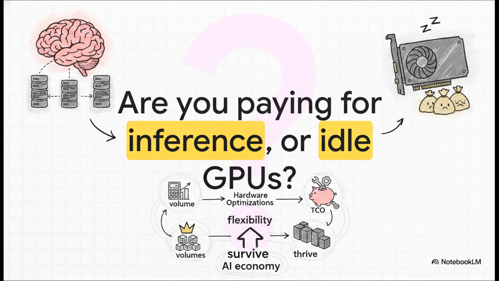Which leaves us with this final, absolutely vital question to ask yourselves and your engineering teams today. Are you actually paying for AI inference, or are you just paying to keep idle GPUs warm? As we've seen throughout this explainer, self-hosting is incredibly powerful, but really only if the math, the volume, and the hardware optimizations genuinely support it. You have to dig into your total cost of ownership, track those token volumes rigorously, and build architectures that give you real flexibility. Because honestly, that's how you survive and thrive in the modern AI economy.